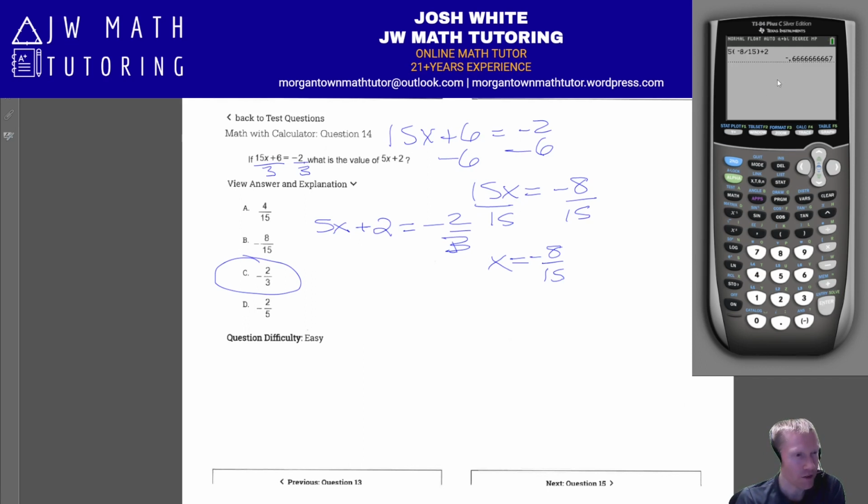Okay, it gave me the answer as a decimal, so I would just go to the math menu and choose option 1 to convert it to a fraction. All right, negative 2/3, that confirms the correct answer is letter C.